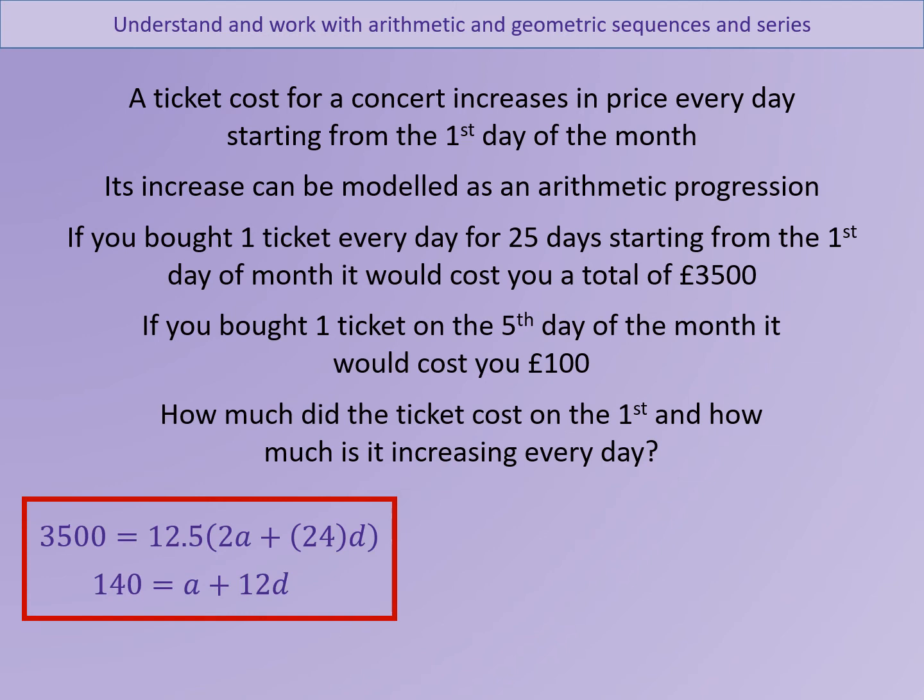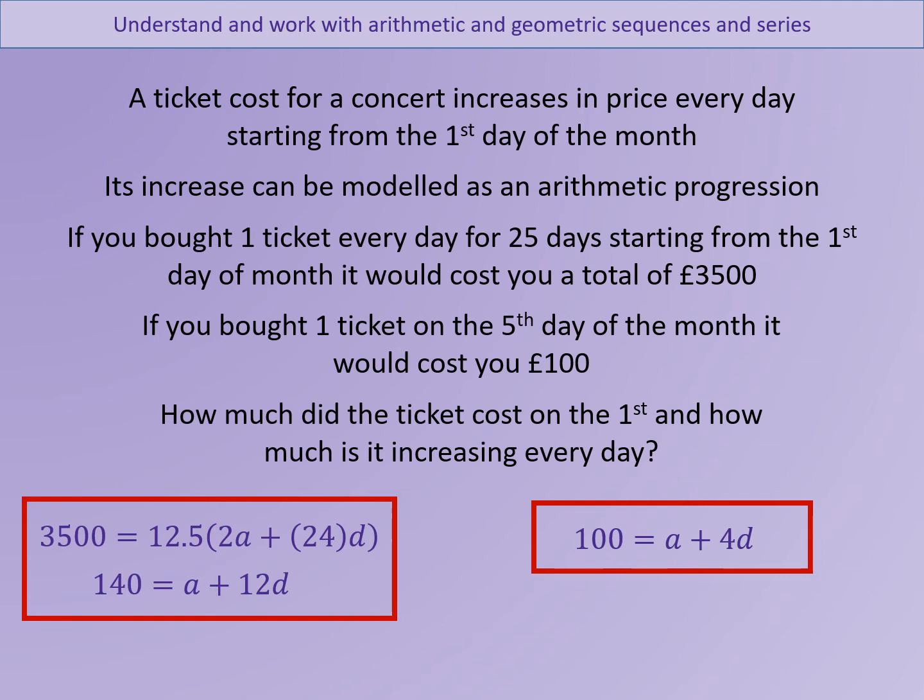We're now going to use the second piece of information to find another equation. We're told the cost of a ticket on day 5. This is just the 5th term. We know that the formula for the nth term is a plus n minus 1 d. So this will be a plus 5 minus 1 d, or a plus 4d. This is £100, so we have 100 equals a plus 4d.